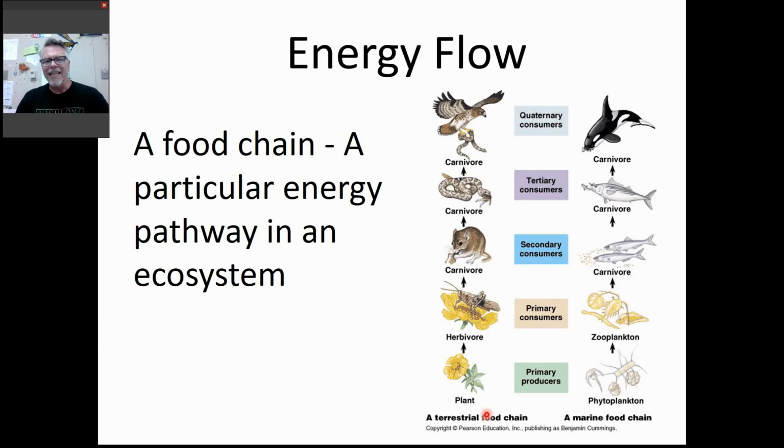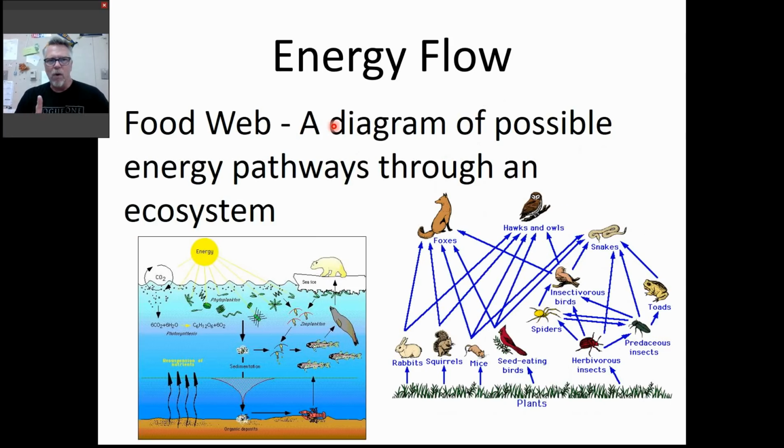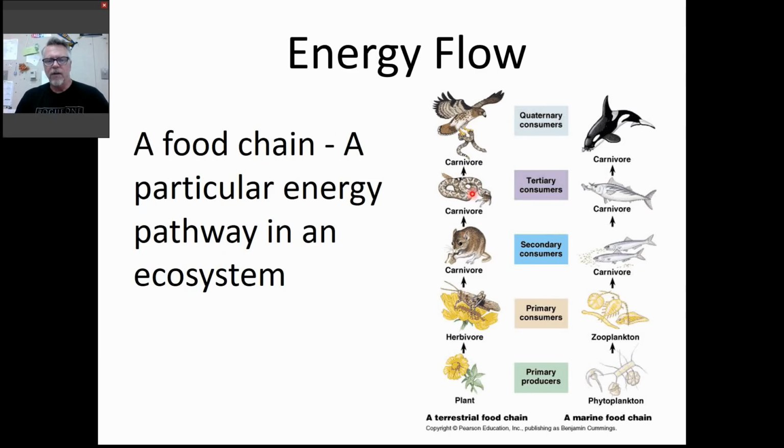So a food chain is a linear diagram or example of the energy pathway in an ecosystem. You've got one organism that eats another organism that eats another organism that eats a plant. It's a straight line. It's a chain. That's why we call it a food chain. But most organisms don't just have one food source. In reality, this snake probably doesn't just eat this one particular rat or rodent. It probably has several different food sources.